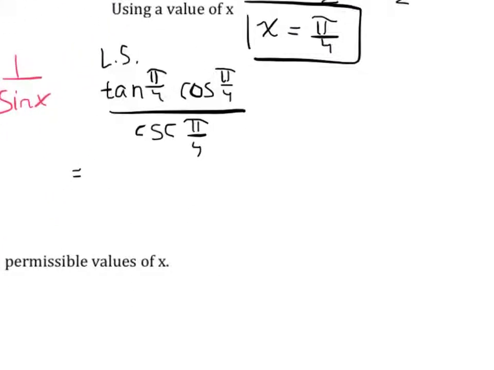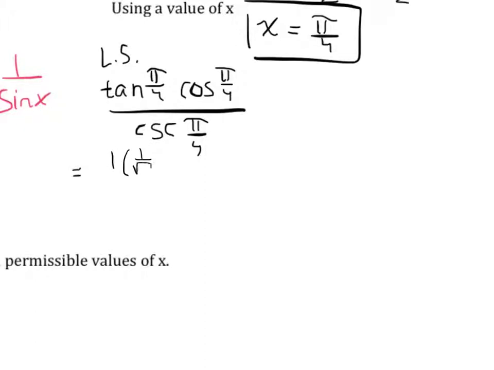And we know that tan of pi over 4 is 1. We know that cos of pi over 4 is 1 over root 2. And we know that cosecant of pi over 4 is root 2. And that simplifies to be 1 over root 2 times 1 over root 2, which becomes 1 over 2.